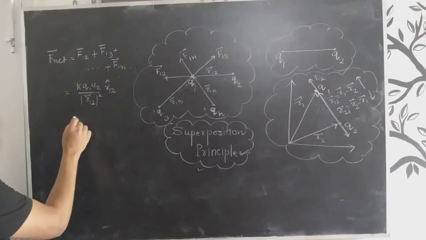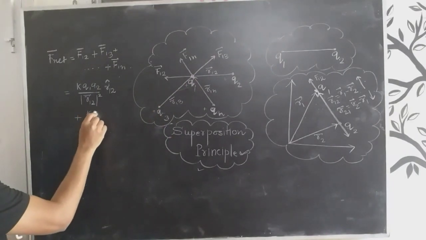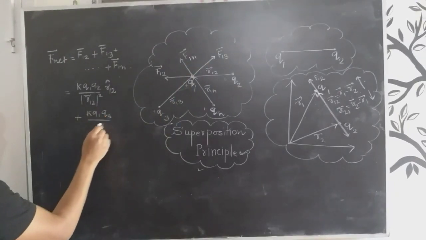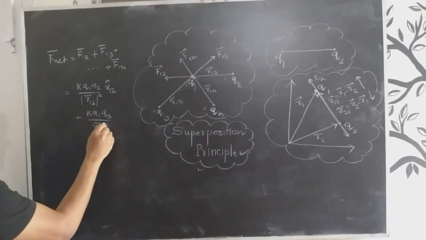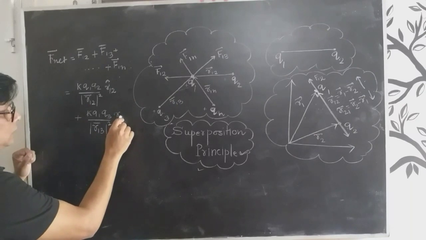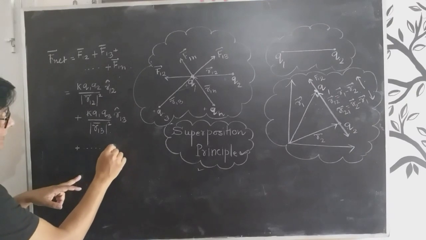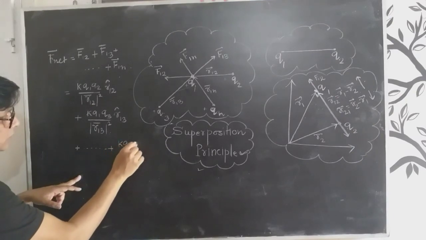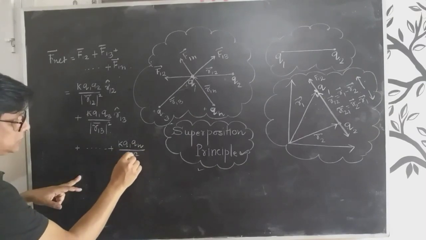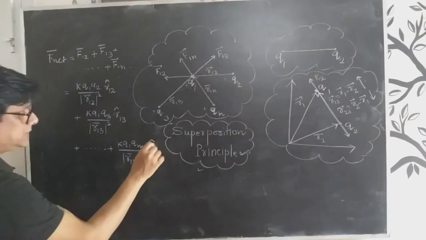Clear? Plus, if I consider this one, then K, Q1, Q1 is common and this is Q3, over R13 squared, with unit vector R13 cap. Similarly, if you go for the n number of charges, keep on adding: this is K, Q1, Qn, over R1n squared, and the unit vector is like this. Clear?